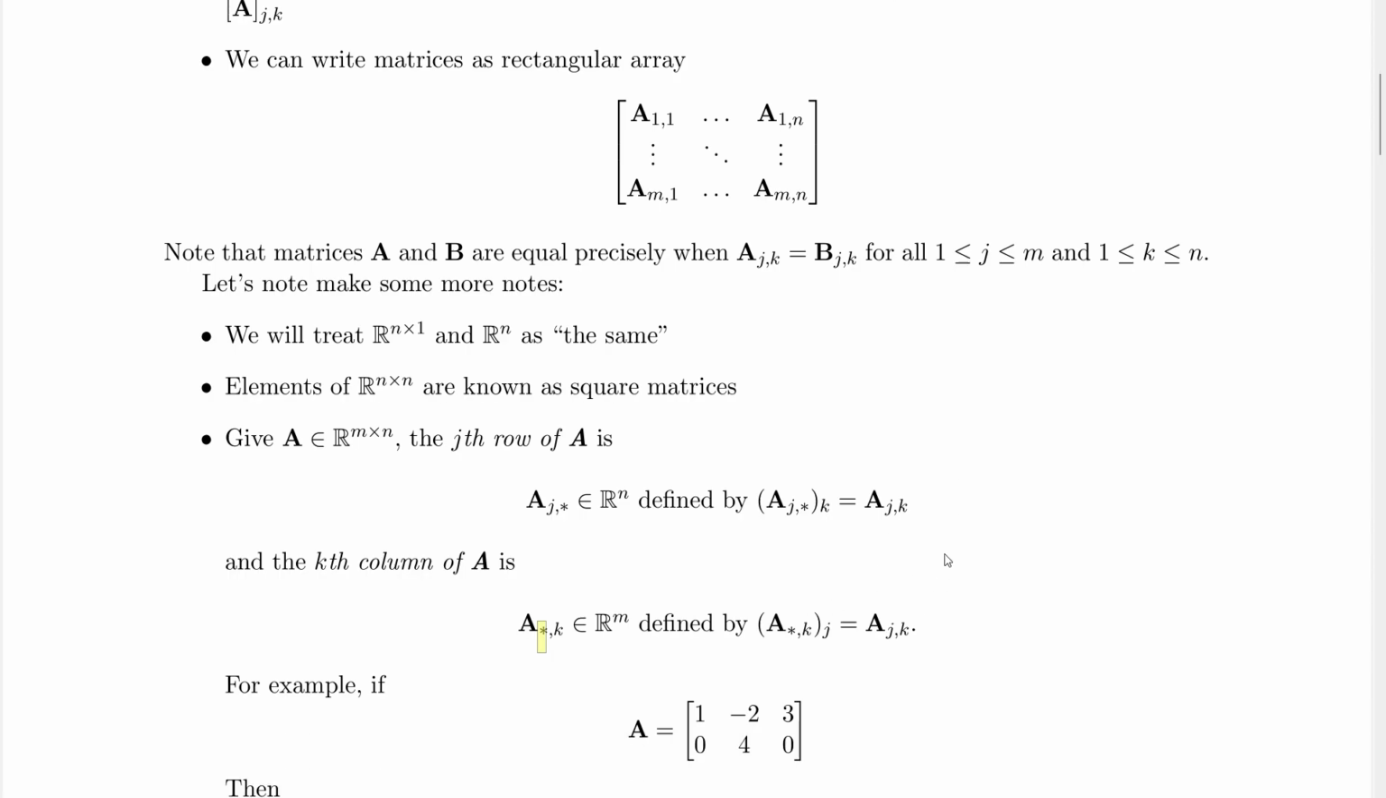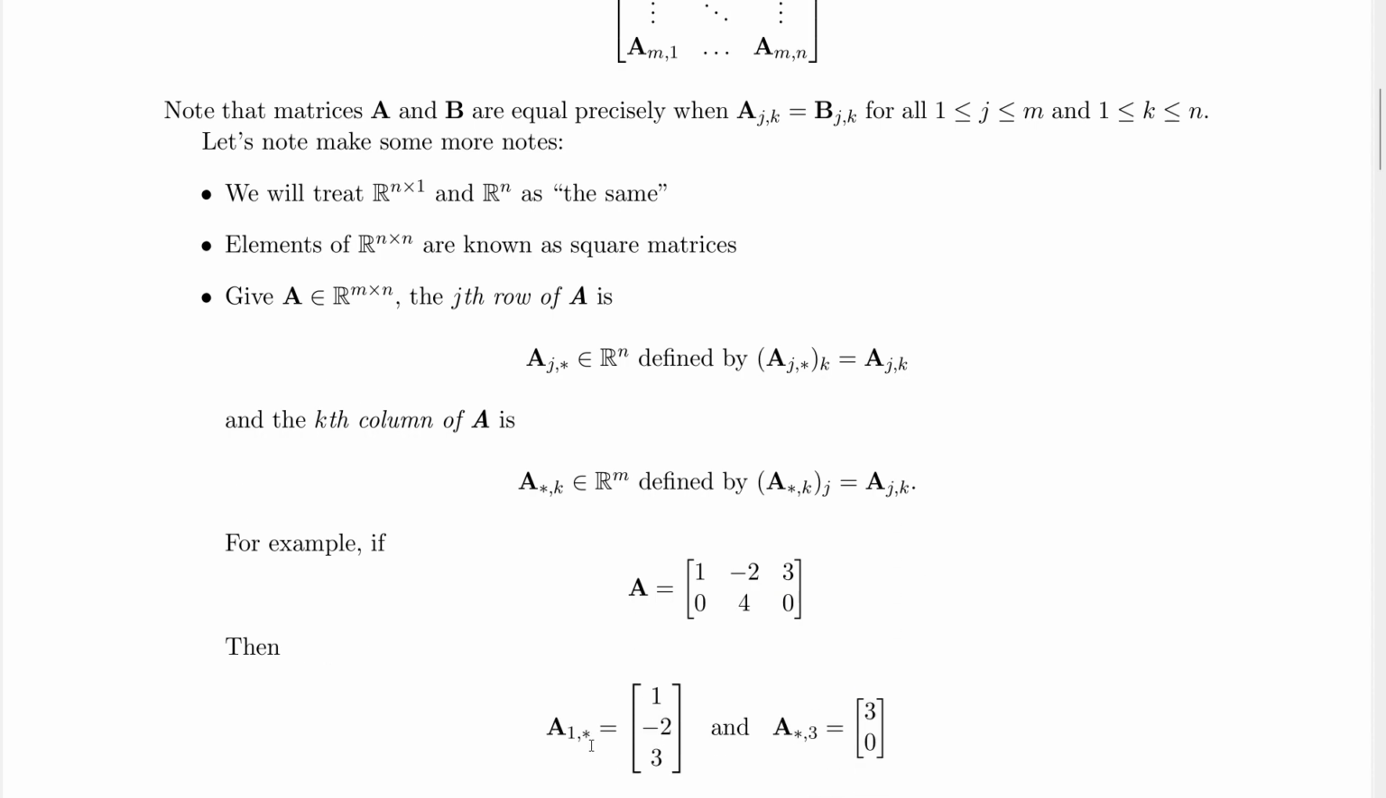To give an example of how this works, if this is my matrix, 1, negative 2, 3, 0, 4, 0, then its first row is the vector 1, negative 2, 3. Its third column is the vector 3, 0. Our book doesn't really use this notation. Other books use a similar notation. When we deal with matrix multiplication, which is what we'll talk about next time, it's going to be a very powerful tool to have this notation because it's going to let us write matrix multiplications as dot products of rows and columns, and that's going to make a lot of proofs super easy. So that's just what we're going to do.